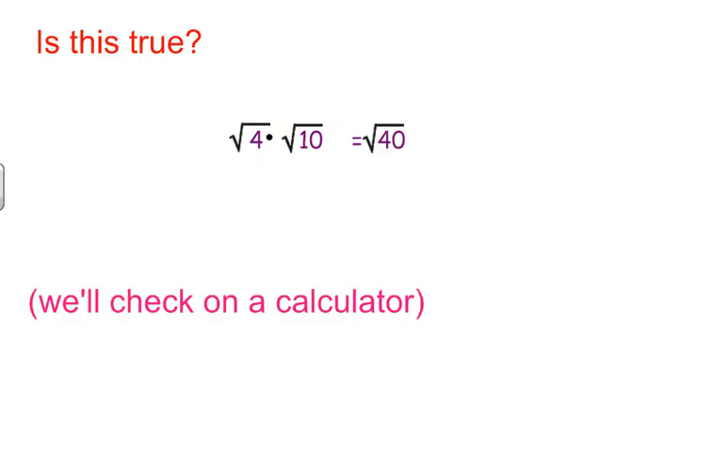Let's look at this next problem, and we'll have to use a calculator to check to see if this is true. The square root of 4 is 2, and the square root of 10, wow, you know, I remember from my perfect quiz at the very beginning of the school year that the square root of 10 is going to be irrational. That means that it's going to look like pi. It's going to be a decimal that goes on forever and ever. It doesn't repeat. It doesn't have a pattern. So I can't do anything with that. I just have to leave it as the square root of 10.